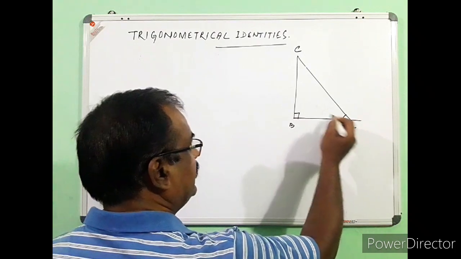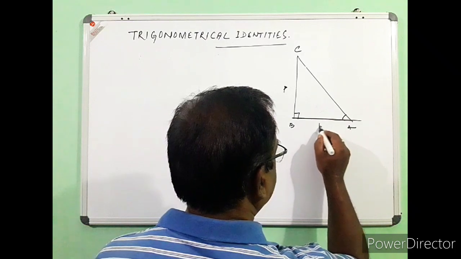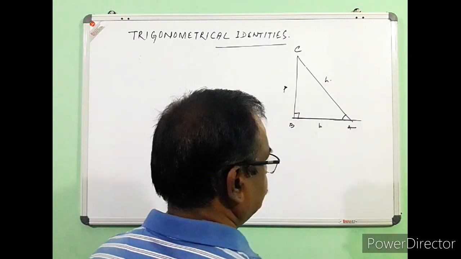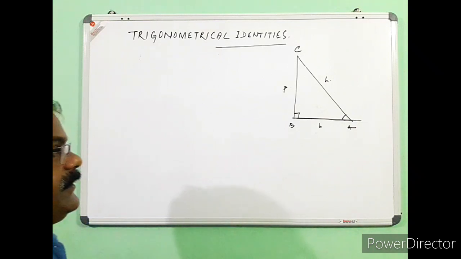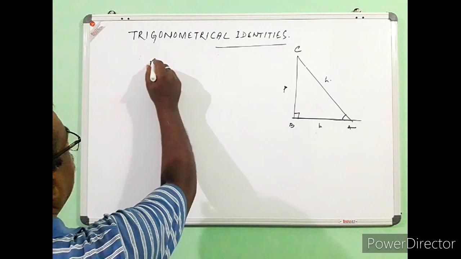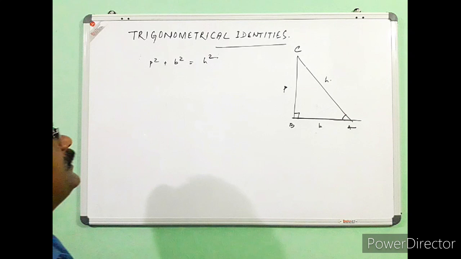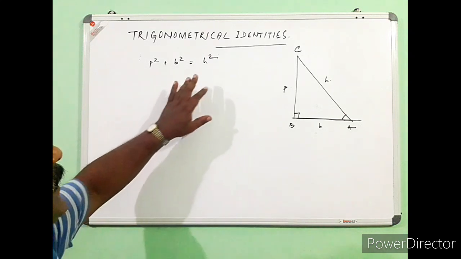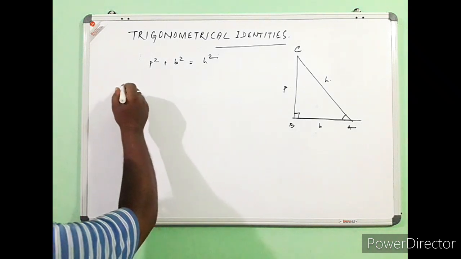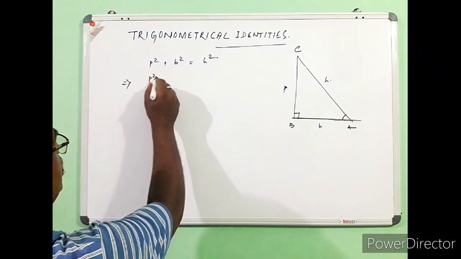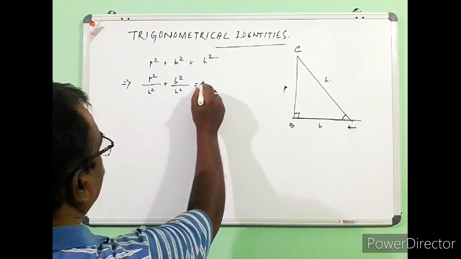Now for this angle A, BC is the perpendicular, BA or AB is your base, and AC is your hypotenuse. Based on the Pythagoras theorem, we already know that P square plus B square is equal to H square, or perpendicular square plus base square is equal to hypotenuse square. Now by dividing H square on both sides, we get P square by H square plus B square by H square is equal to 1.